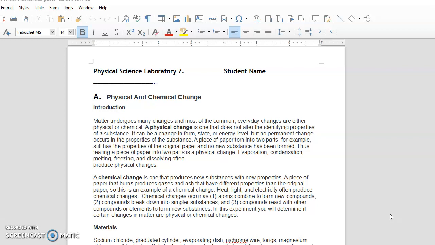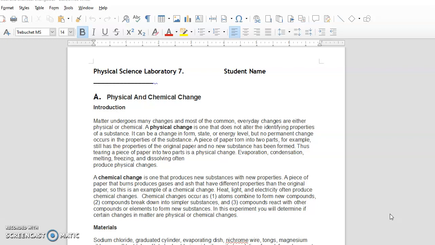That's a physical change. You can evaporate something so it goes from a liquid into a gas. You can take a gas and you can condense it into a liquid. You can melt something, you can freeze something, dissolve something. All those different things are physical changes.